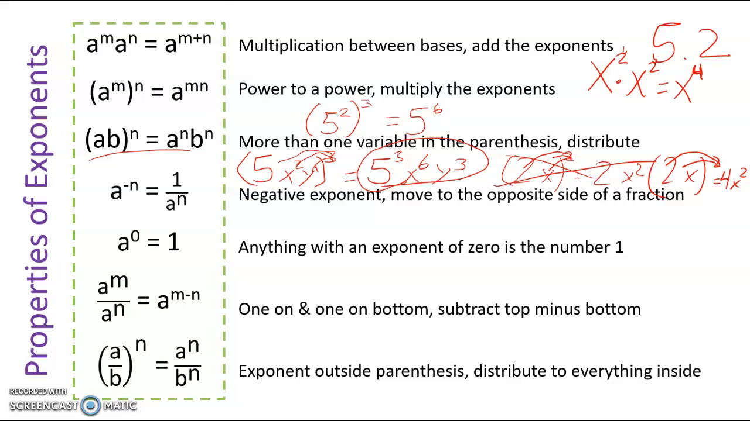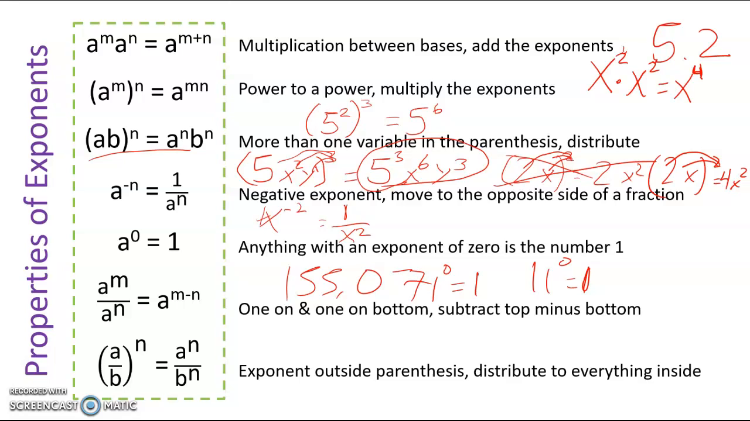All right. Negative exponent right here, we've worked with that already. If you've got x to the negative 2nd power, literally flip it as a fraction, go to the bottom, turns it into 1 over x to the 2nd power. A to the 0 power, again, anything with an exponent of 0 is just the number 1. So literally, if I take 155,000 to the 0 power, or 71 to the 0 power, that's going to be equal to 1. If I take 11 to the 0 power, that's going to be equal to 1. All of those numbers to the 0 power are equal to 1 there.